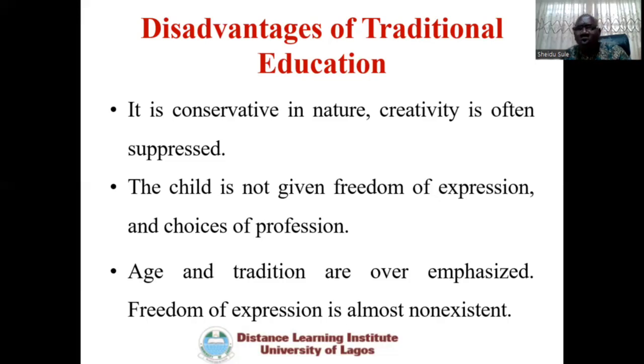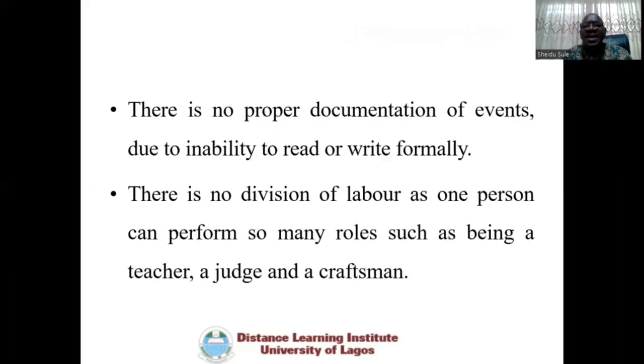Sometimes you say, who are you to tell me this? I am older than you are, so you cannot direct me. Because a child cannot question an adult. Such a child is seen as a disrespectful child, which does not go along with the norms of the society. There is no proper documentation of events due to inability to read and write.